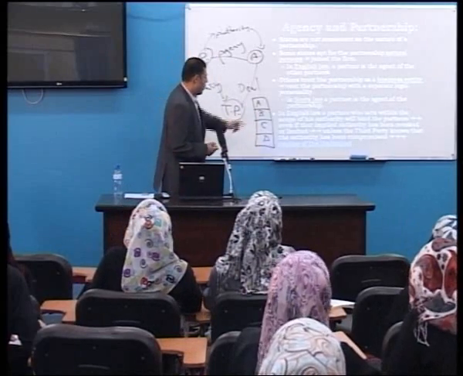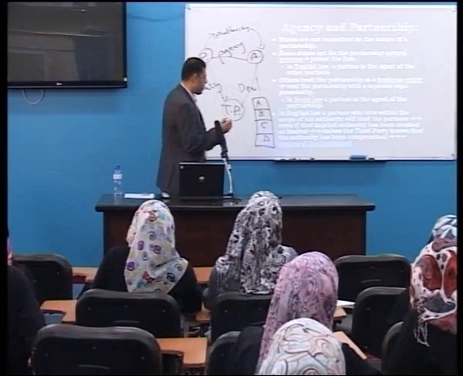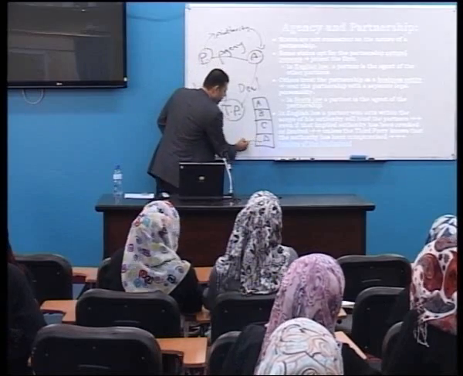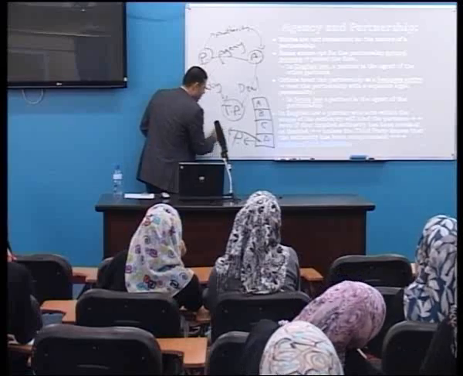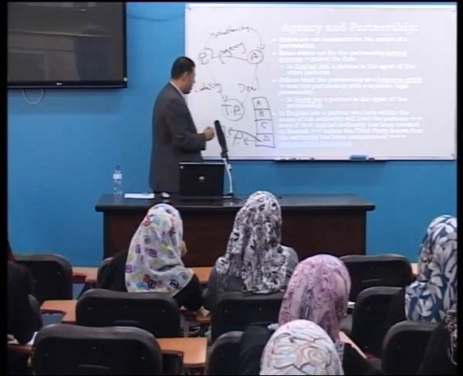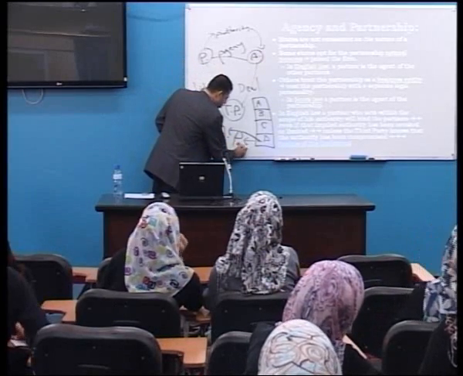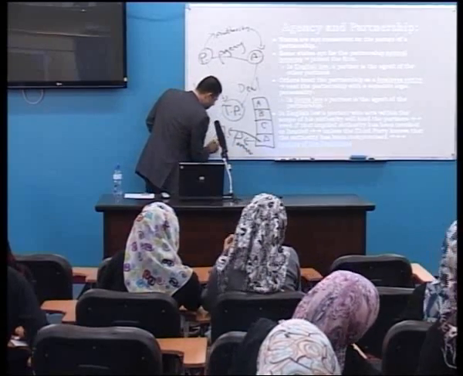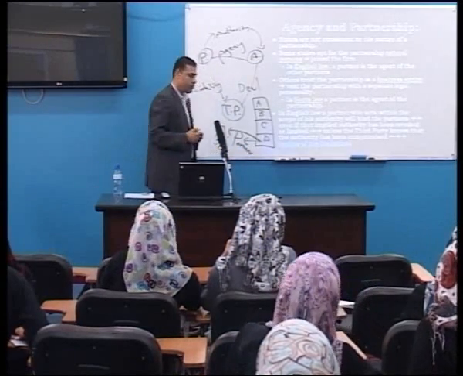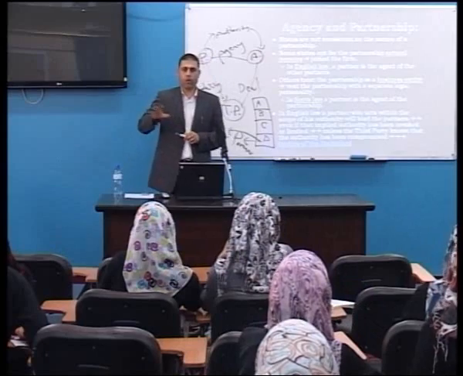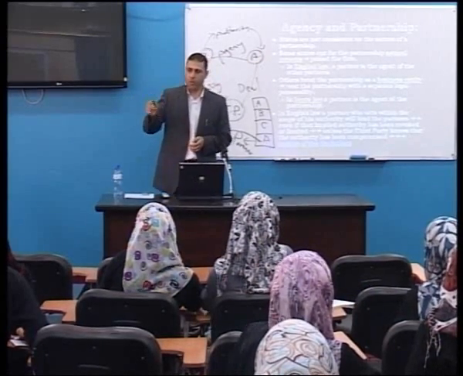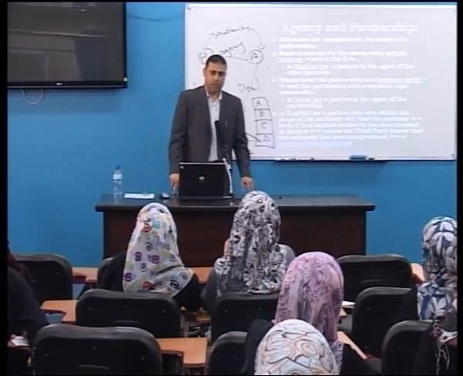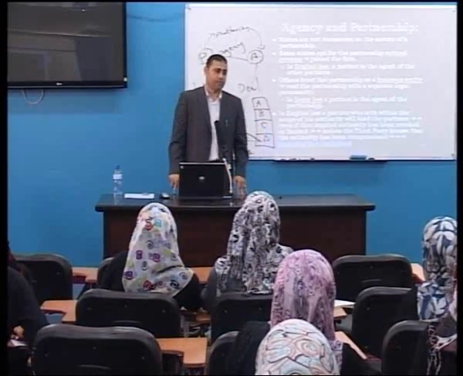You see that we have A, B, C, D. And I said last time, each one of them can be a partner and at the same time will be an agent. So a partner, agent. We have 20 students, 20 partners, and every one of you is an agent for all of us.